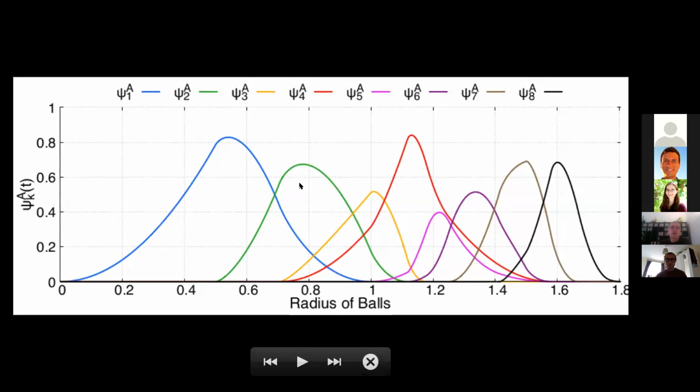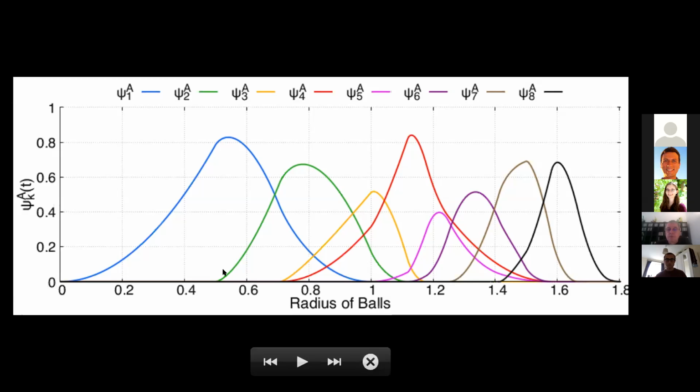Here are the density functions lined up, the first 8 of them. So what do we look at here? From left to right, the radius increases, and from bottom to top, the probability increases from 0 to 1.